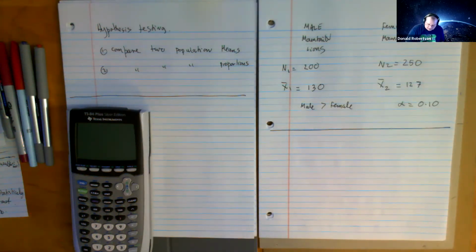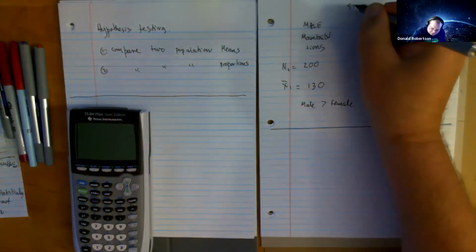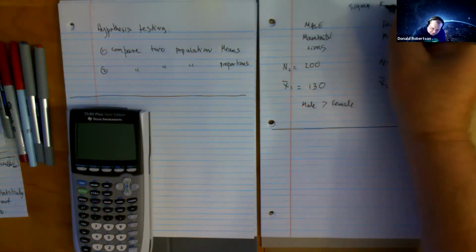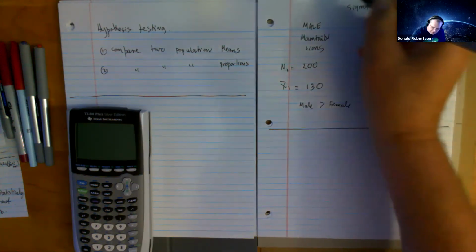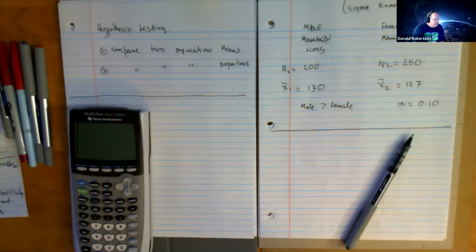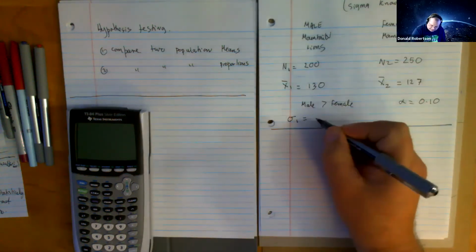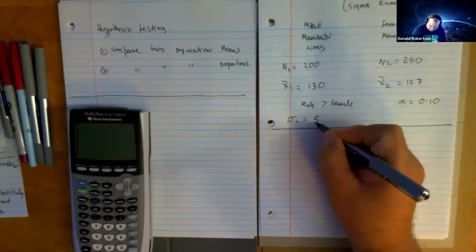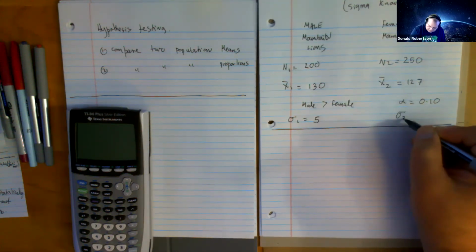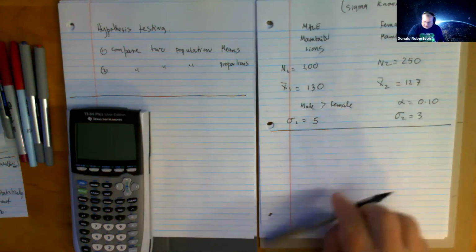Oh, and one extra piece of information. Have you noticed that when we talk about means, X bars, isn't there two versions? Sigma known, sigma unknown. Don't we do that with confidence intervals as well? Didn't we do that yesterday? In this case, sigma is known. So the population sigma for this guy is 5. And for these, it's 3.